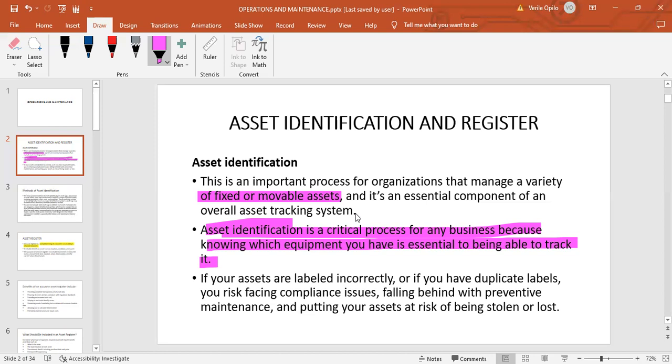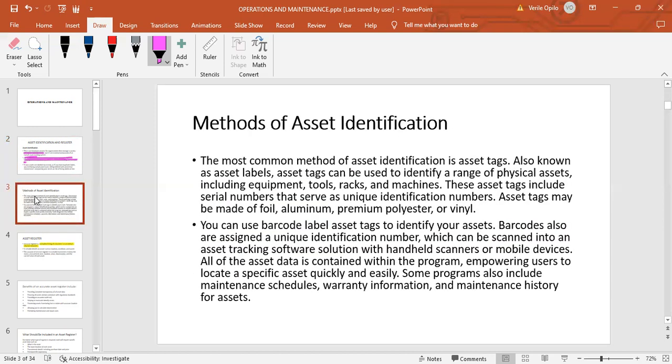So in order to discourage people from stealing assets, or to just keep track of the assets in the company, it is good to label them and count them, so that at the end of the day you can know how many assets the business owns at a given point in time. So there are several methods that the business can use in order to identify their assets.